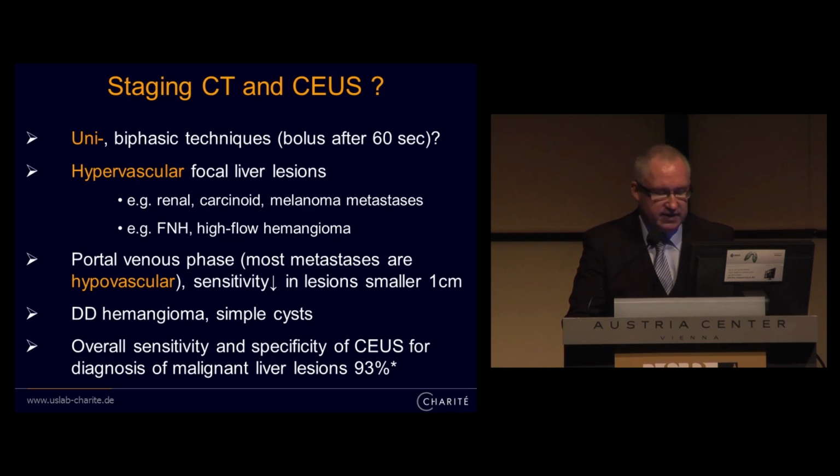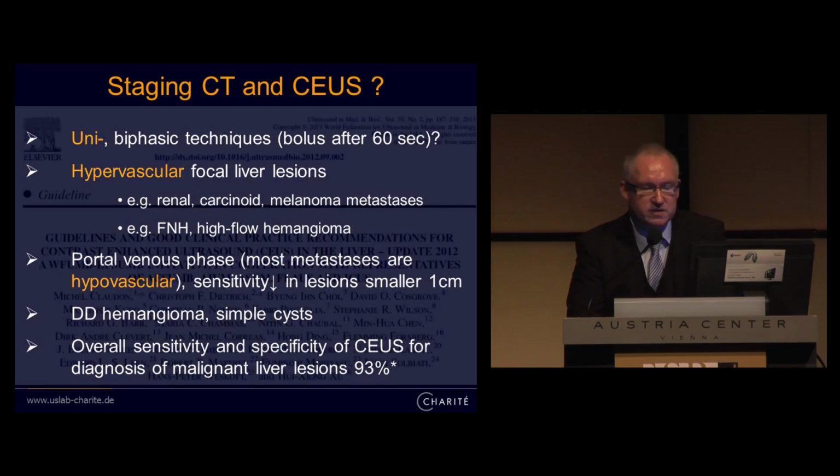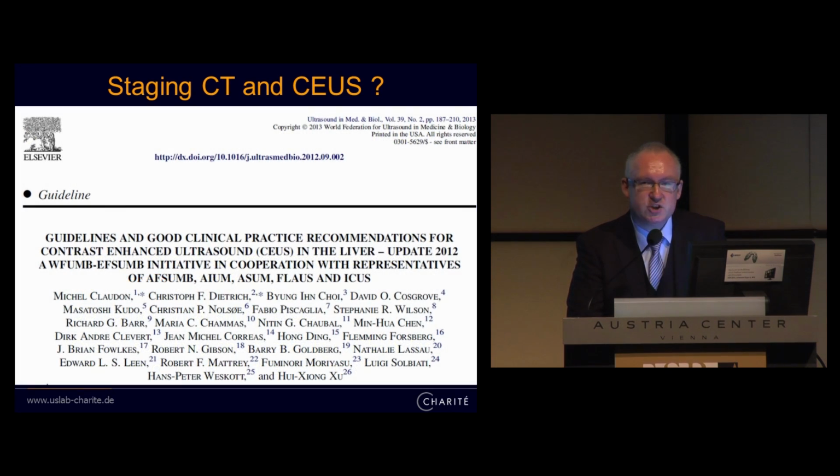And in the portal venous phase, most metastases are hypervascular, but we have a lower sensitivity in lesions smaller than 1 centimeter, and the differential diagnosis could be a hemangioma or a simple cyst. And we know so far the overall sensitivity and specificity of contrast-enhanced ultrasound for this topic is in a range of 93%, and this is the actual publication this year where we have this very nice result from the contrast point of view.